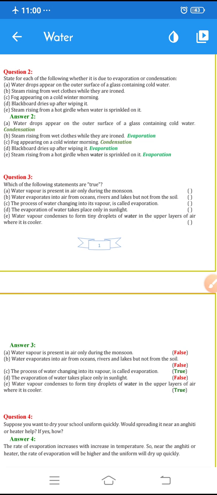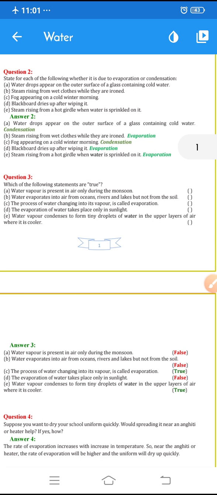The reason is that it is a condensation process. From the clouds, due to the condensation process, the water droplets may fall in the form of rain or fog or hail. Fog is a kind of condensation process. Okay, it is condensation.